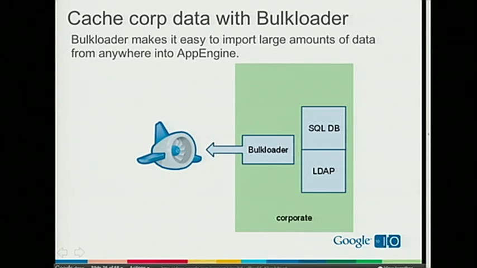Bulk loader handles things like automatic error retrying. It handles throttling and threading. It's really a great way to get data from your corporate network up into the cloud.